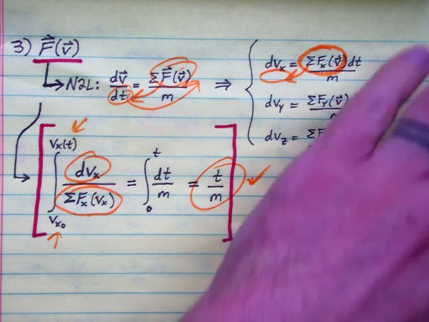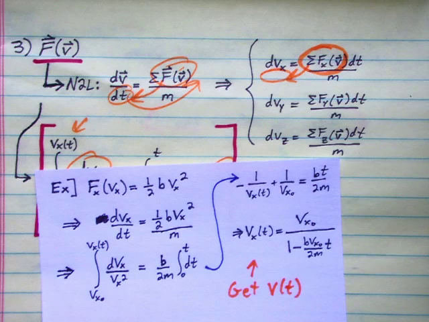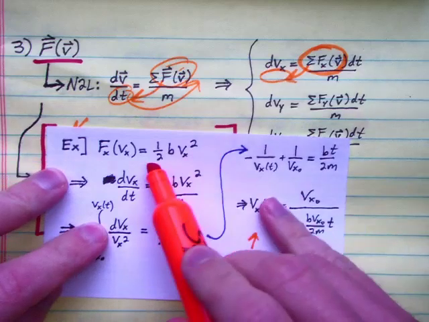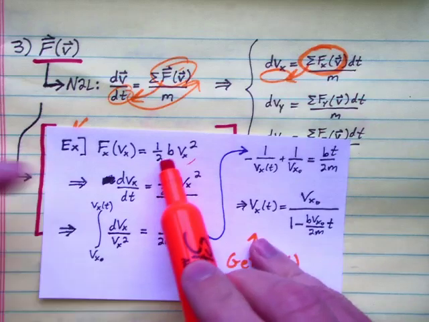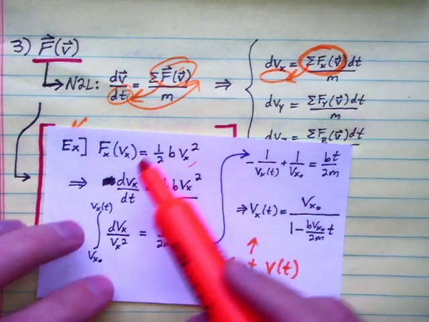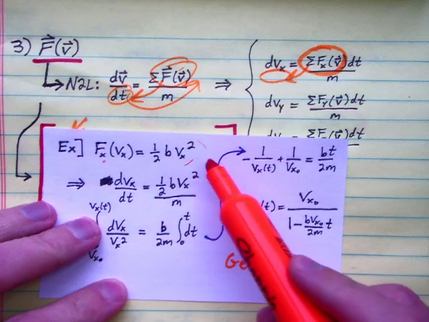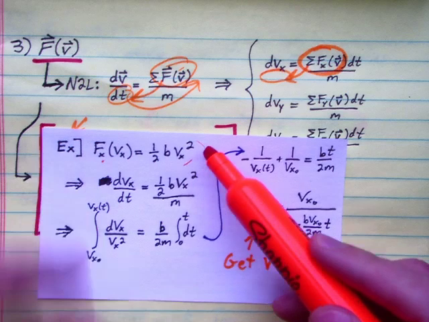Here is an example. We use that same example function, this quadratic function here, except this time, instead of being time squared or x squared, it'll be vx squared. B again is just some constant. It'll be a different constant from the other two examples. But here we've got a force that depends on the velocity. The force has this quadratic dependence on velocity.